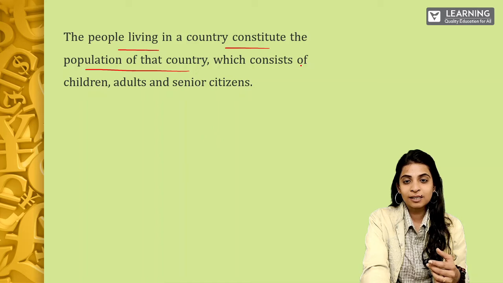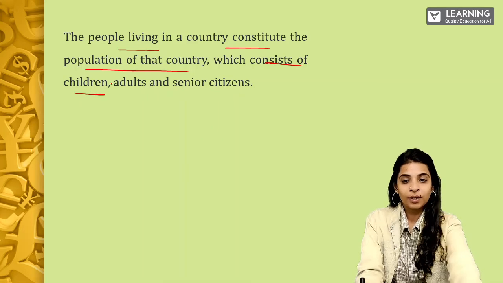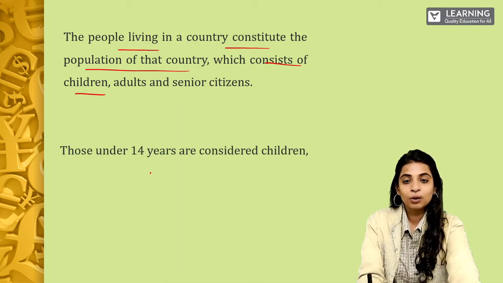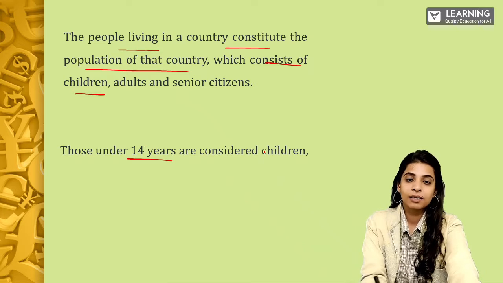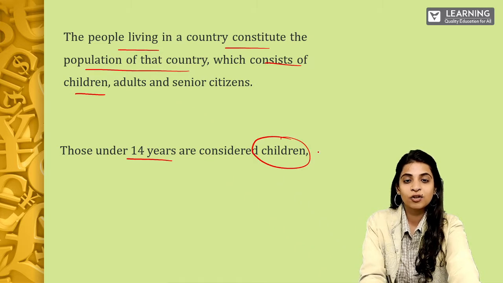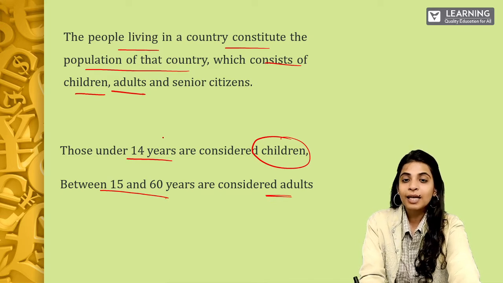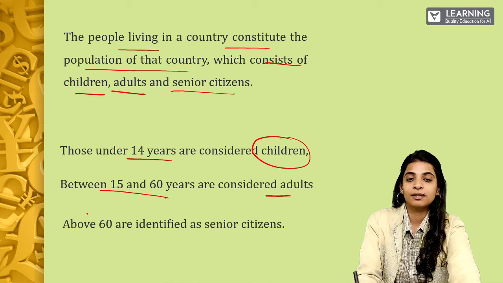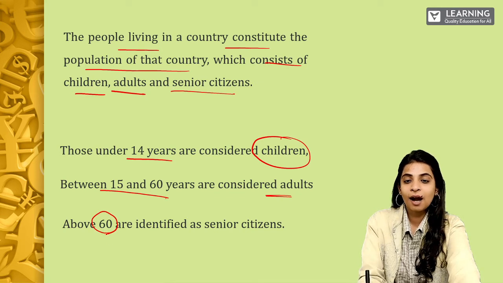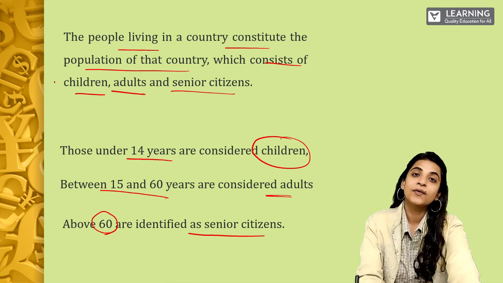And the population consists of children. Children are basically those who are under 14 years. They are considered as children. Now we have adults also. Between 15 to 60 years, they are considered adults. And then we have senior citizens. Above 60 are identified as senior citizens.